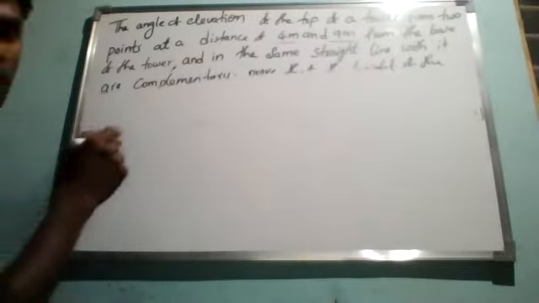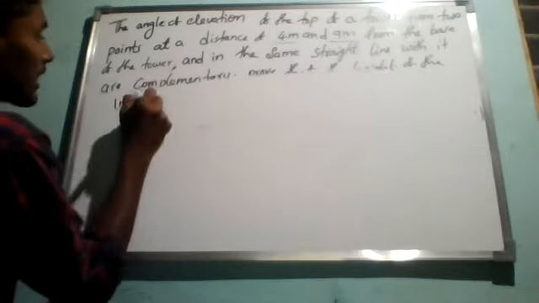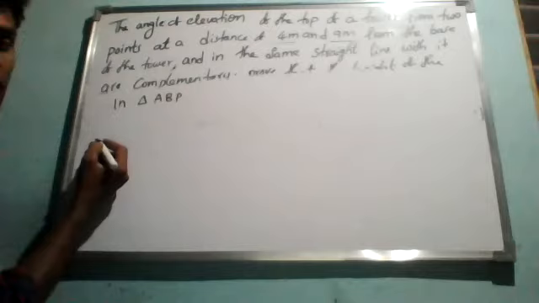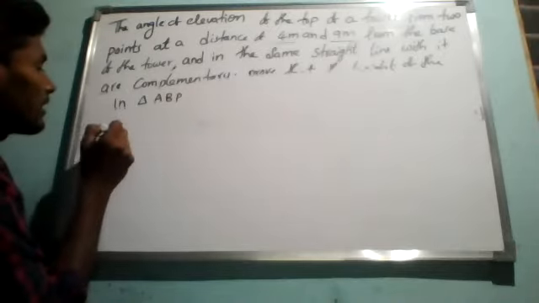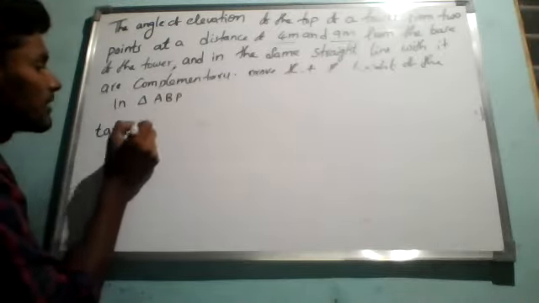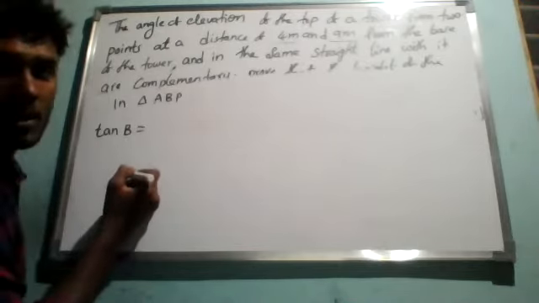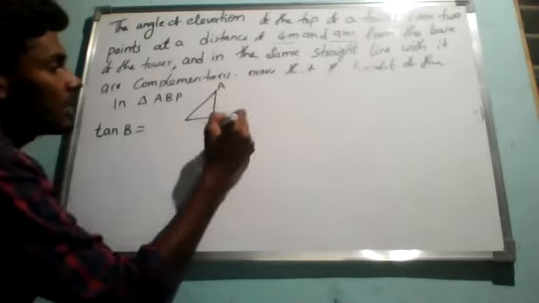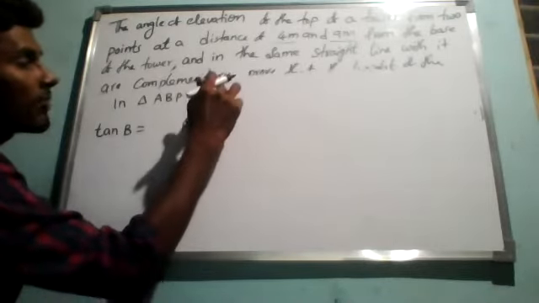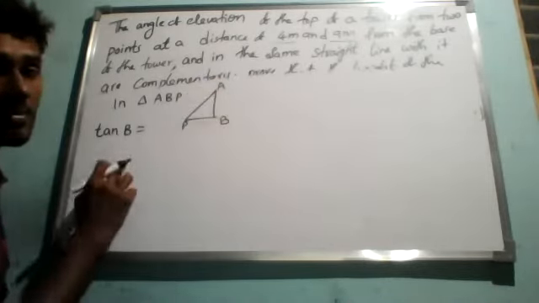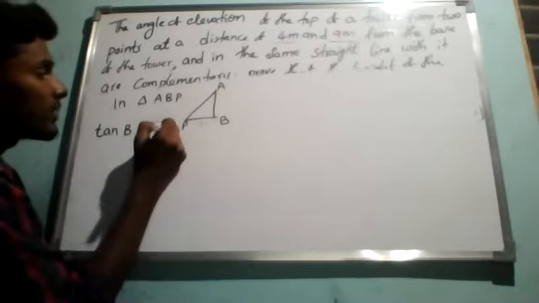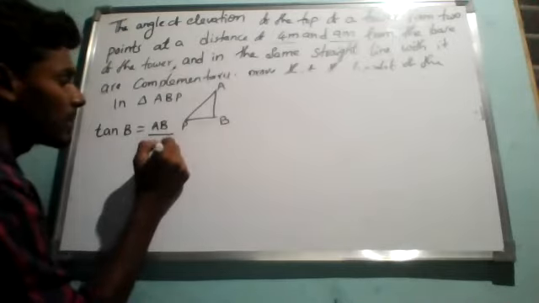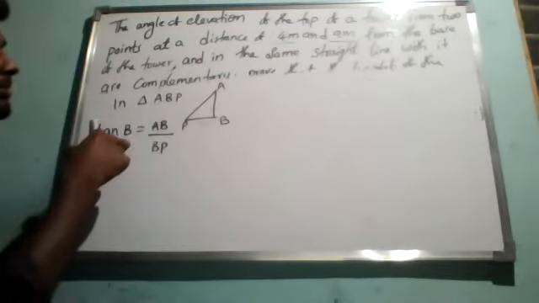From the first right angle triangle, that is what? In triangle ABP, I can write tan B equals opposite by adjacent. So what is the first right angle triangle? ABP. Tan means opposite side by adjacent side. So the opposite side is AB, divided by the adjacent side, BP. Understand?